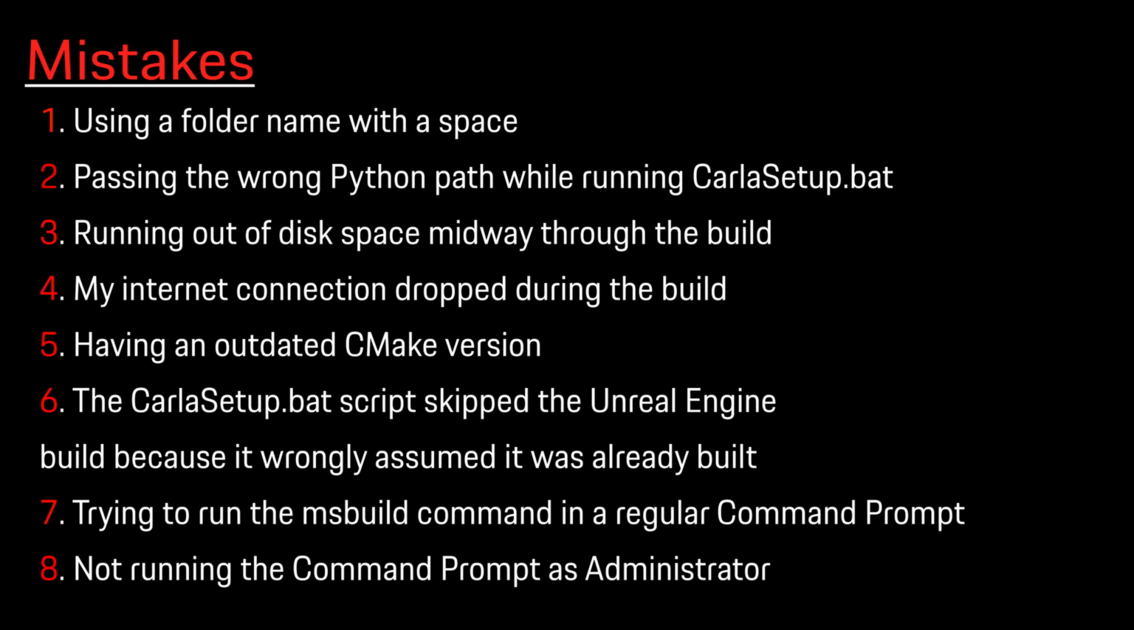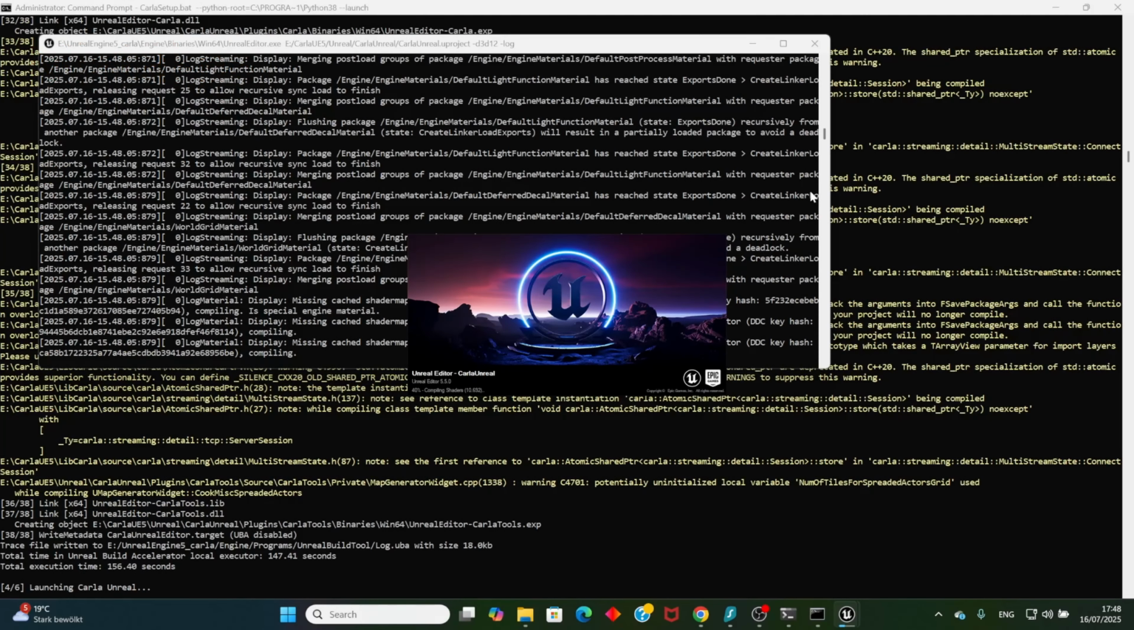7. Trying to run the msbuild command in a regular command prompt instead of the Visual Studio 2022 x64 native tools command prompt. 8. Not running the command prompt as administrator, which caused privilege not held errors later when launching Carla. If you keep these points in mind, your build should go much smoother than mine.